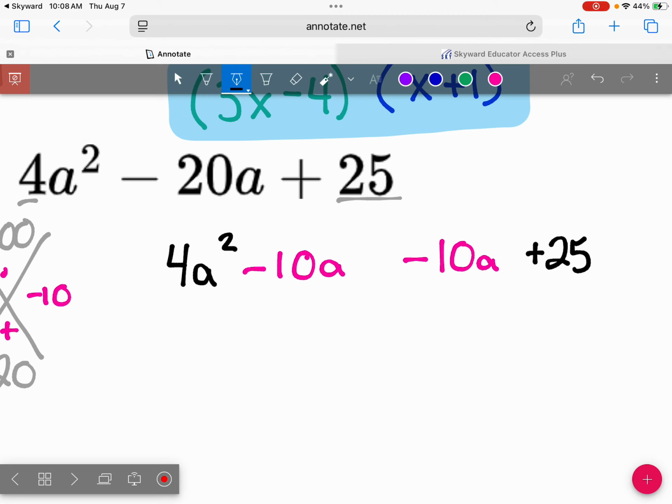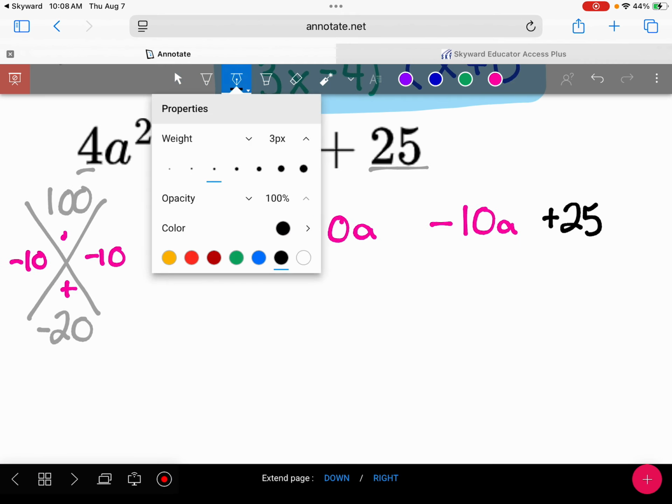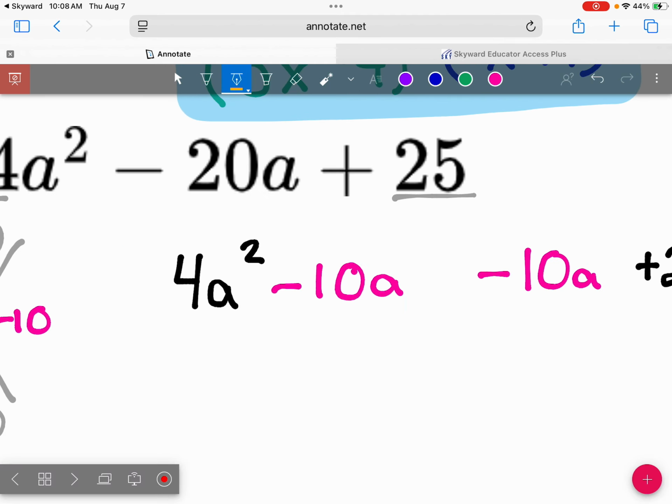If you put this through the box, those are the exact pieces you put in the box. So then I'm going to break these up into pairs so that I can factor this by grouping. So I'm going to group these things together.